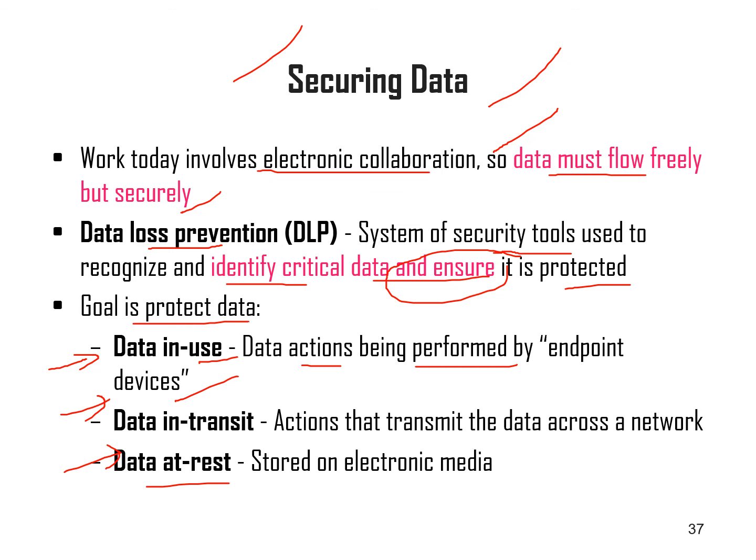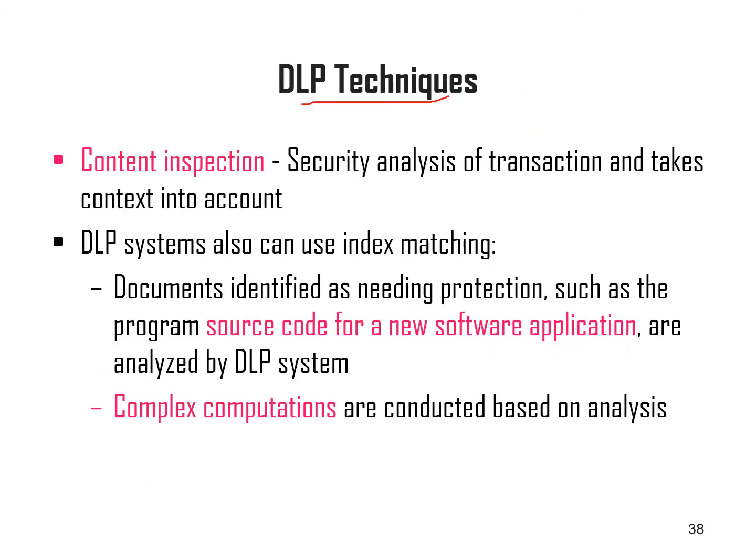For example, if I am using a laptop to process a Word document, that is data in use. What is meant by data in transit? Actions that transmit the data across a network. If I send the same Word document to my friend, it has to pass through the network, so that is data in transit. What is meant by data at rest? Data stored on electronic media. If I save the data on my USB drive, that is called data at rest. So what is meant by DLP techniques?